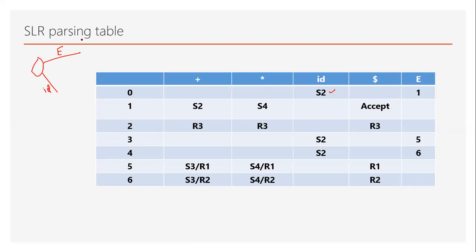Okay, on E it will move to I1 state, but as it is a non-terminal, we just write 1. And if you see, our I1 state is very special here. I1 state on dollar it is accept. Okay, and it will move on plus, and it will move on star. So on plus, it is on S2 state.